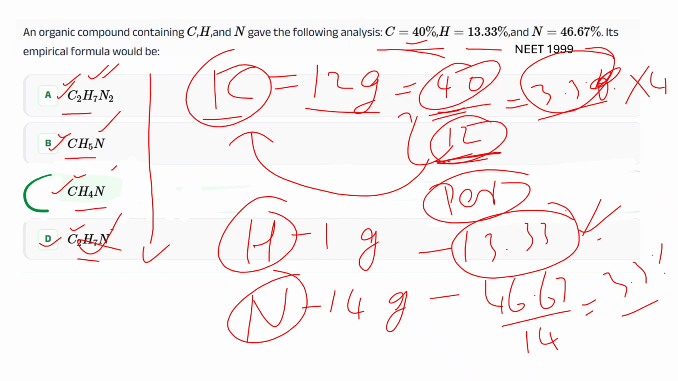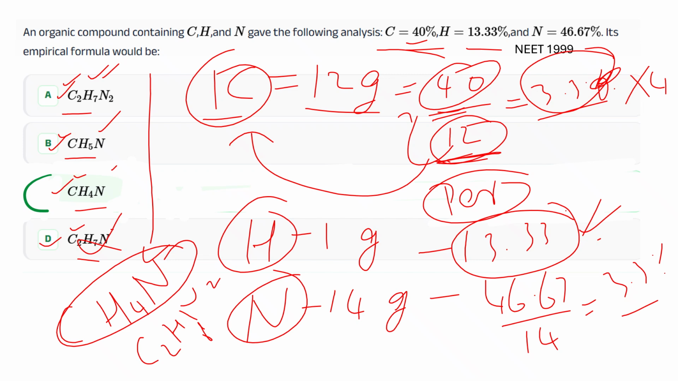So C is present 1 time, nitrogen present 1 time, hydrogen present 4 times. This is the answer. Or else C present 2 times, nitrogen present 2 times, hydrogen should be present 8 times. There is no option containing this. So option C is the answer.